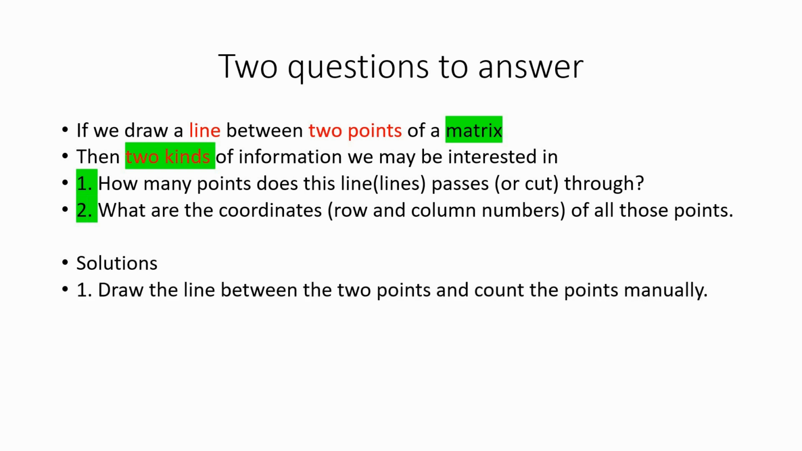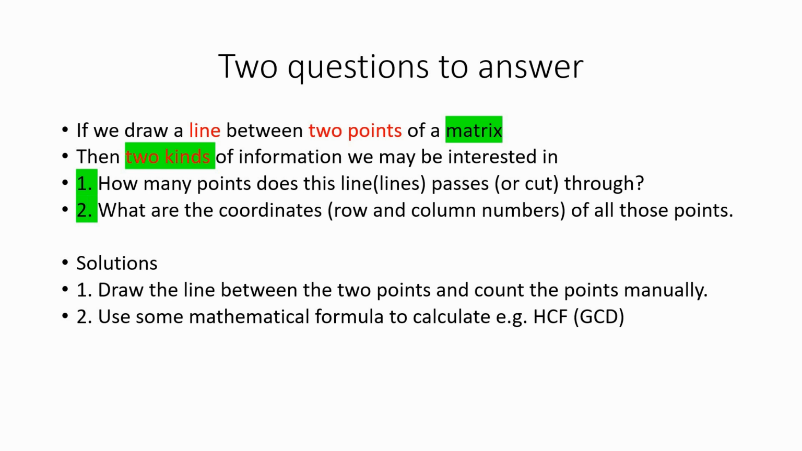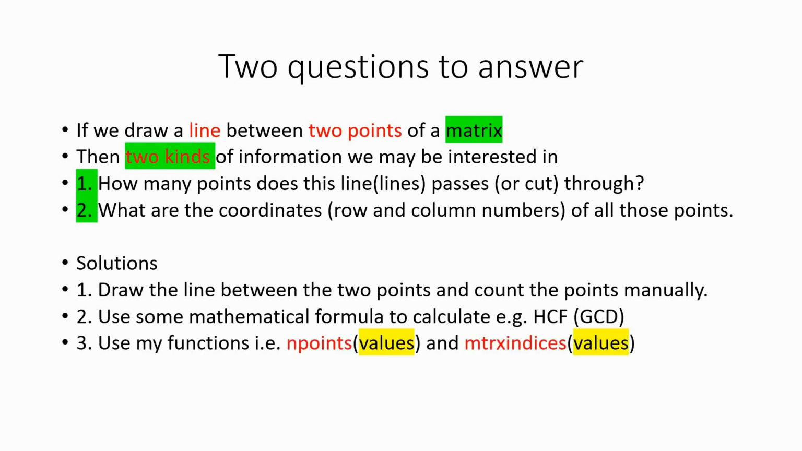You can find the answers to these 2 questions by drawing a line between the 2 points and counting the points manually. Or you can use a mathematical formula to calculate the number of points that fall on that line. For example, I have used the HCF or GCD formula in my functions. The third is to use my functions. One of them is called endpoints, which will calculate the number of points that fall on the 2 or 3 or 4 lines. And another function is mtrx indices that will calculate the indices of all those points that fall on those lines.